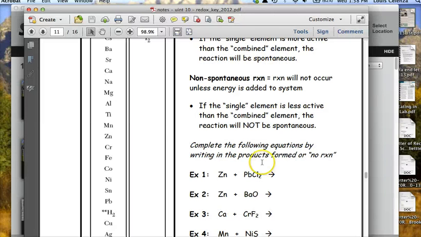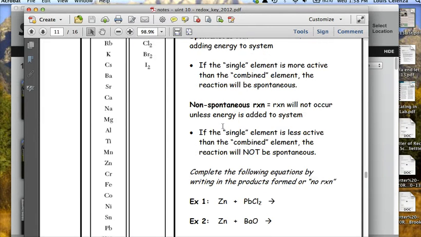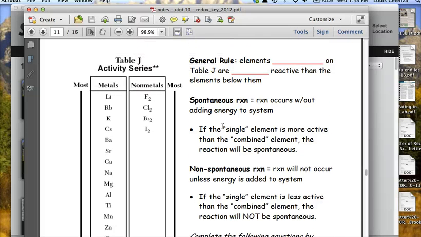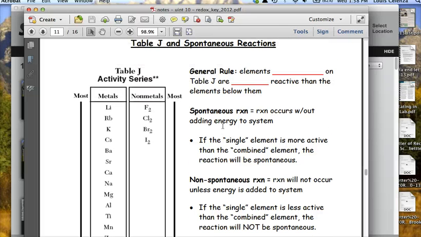Alright, so here we are with Unit 10, Lesson number 5, and this is kind of stuff that we've done already. We're back again, yes, again, to Table J, and this is probably the third or fourth time we've looked at Reference Table J, so you should be very familiar with it. So if you take a look at Table J, it's just the activity series.